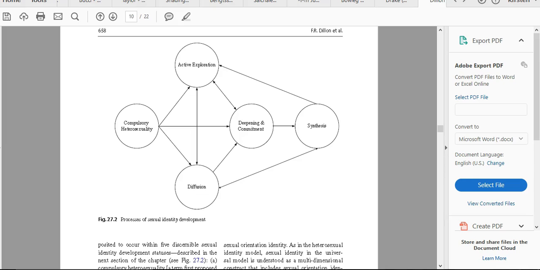Within the deepening and commitment, there's usually a movement towards greater commitment to identified sexual needs, values, sexual orientation, preference for activities, and partner characteristics. This is really similar to Marcia's achieved identity status. And the authors posit it is more common in the identity development process for LGBT individuals, and perhaps less common in the process for heterosexual individuals.